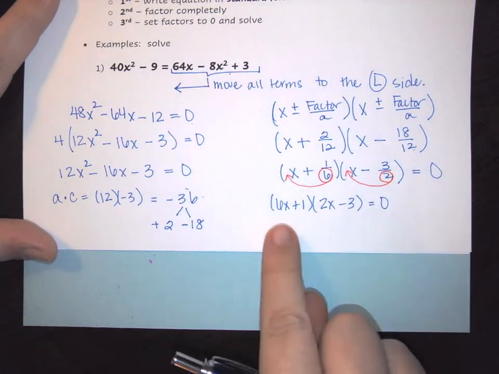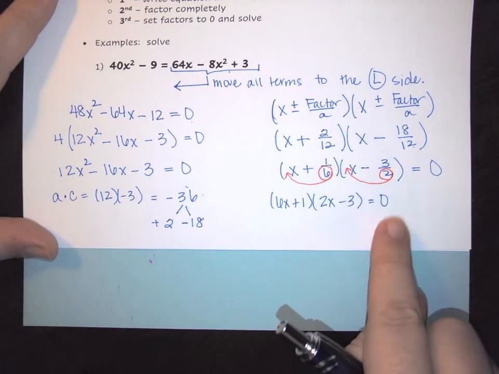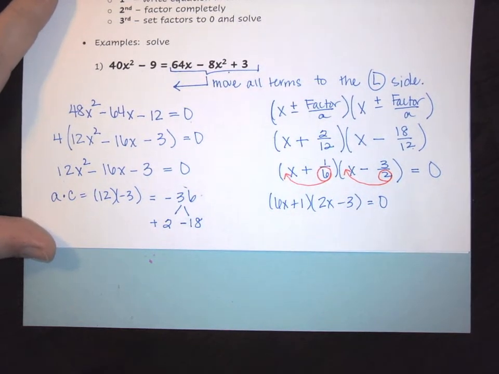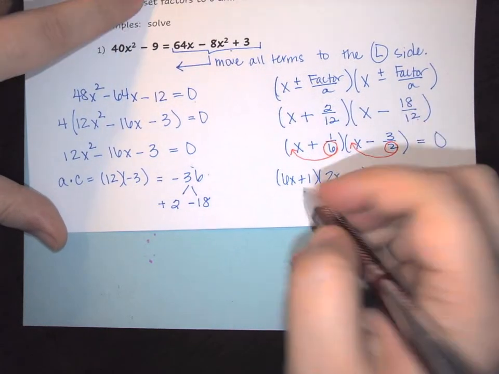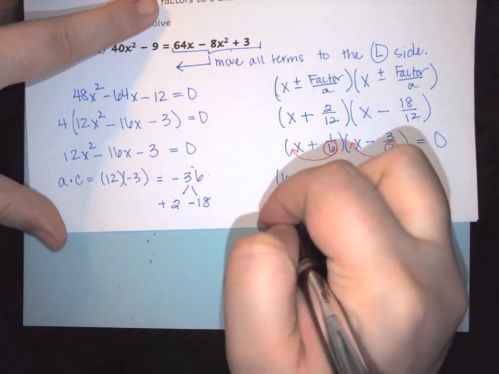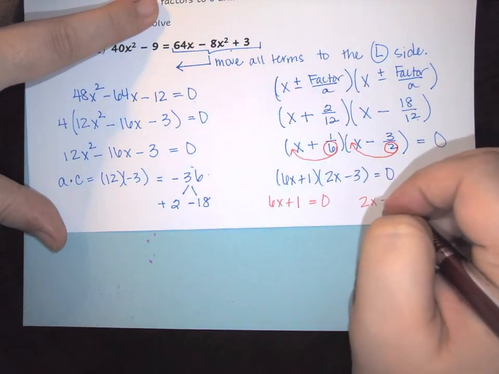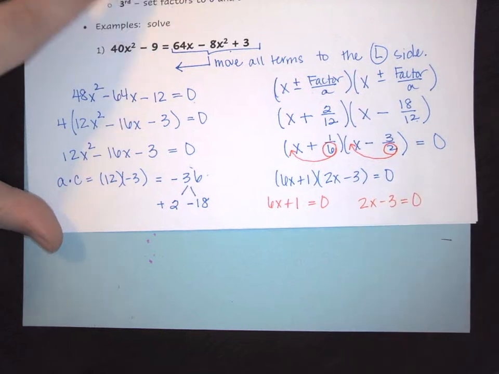Now normally this is where we would stop if we were factoring, but in this case we're trying to solve. So solving says we're going to take each factor, so 6x plus 1 equals 0, and 2x minus 3 equals 0.